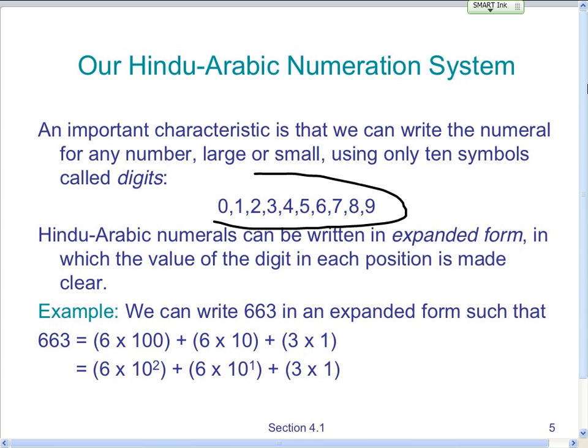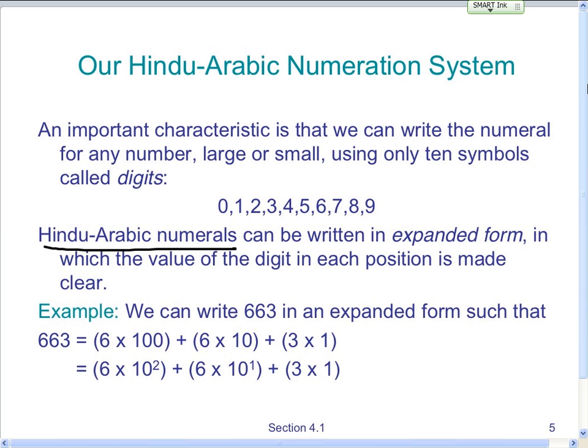So we have 10 symbols. We have this symbol right here, which represents the quantity 0. We have this symbol, this one, this one. We've got 10 digits. Keep in mind 1 through 9 is 9, and we also have the 0, so we actually have 10 digits.